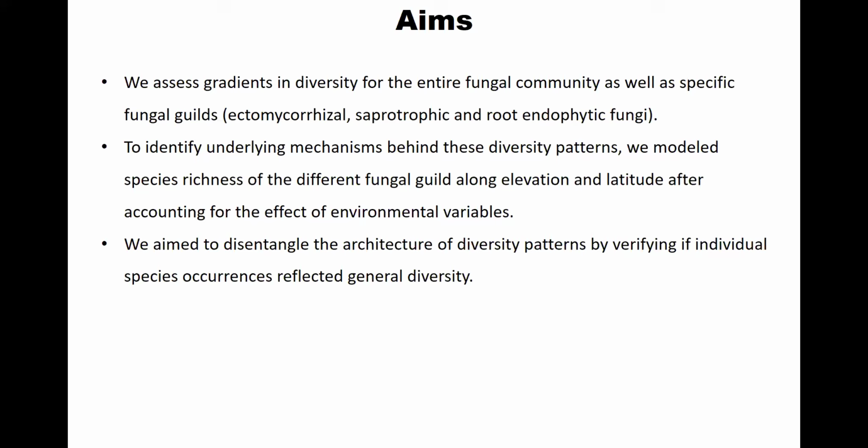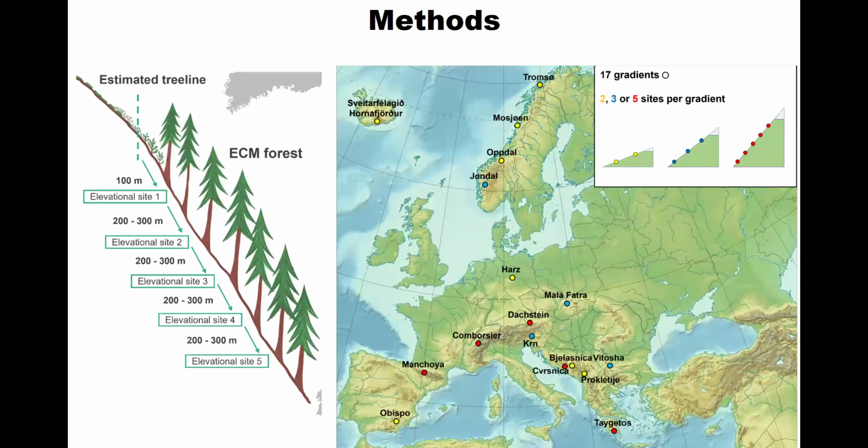I will show them on the other slide. Then we identify underlying mechanisms behind diversity patterns, and we modeled species richness of the different fungal ecological groups along the elevation and latitude, after accounting for the environmental variables. I will show you the results later. That's probably the most interesting result. And we aim to disentangle the architecture of the diversity patterns by verifying if the individual species occurrence reflects the general diversity patterns.